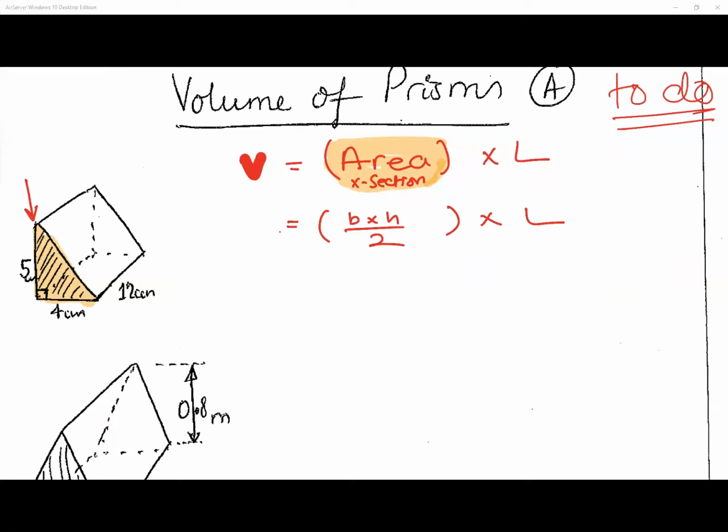So we have volume. Let's put the numbers in now. What is the base of the triangle? Four centimeters. And what is the height of the triangle? 5 centimeters. Okay, lovely. Let's put those numbers in. So the base is 4 and the height is 5, all of that divided by 2, times it by the length. Which is the length? 12 centimeters. The length is 12 centimeters.